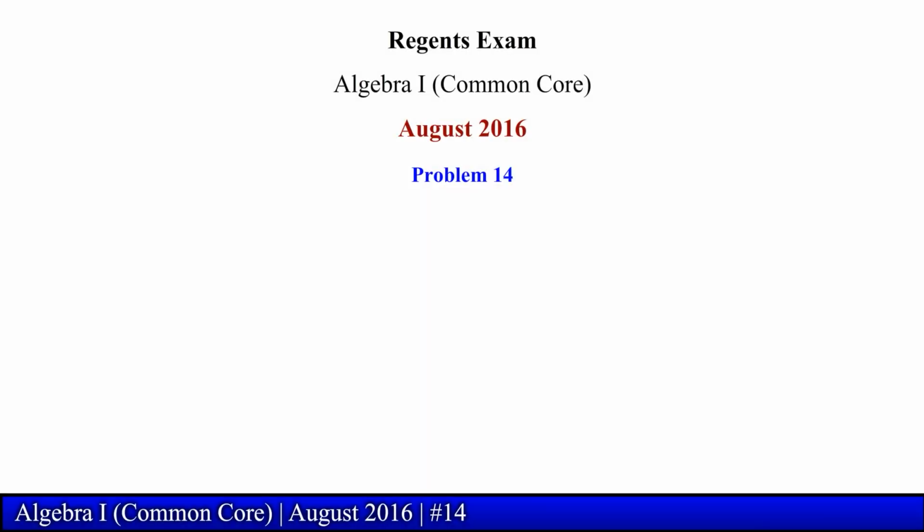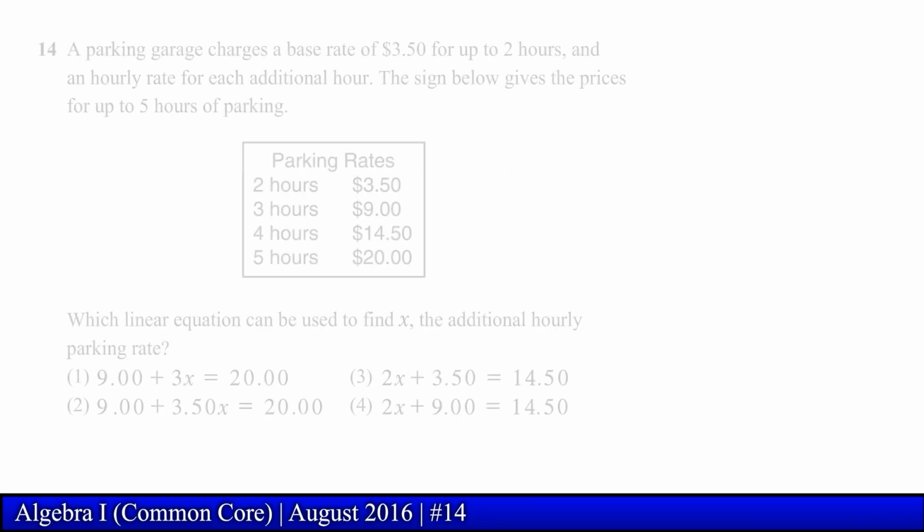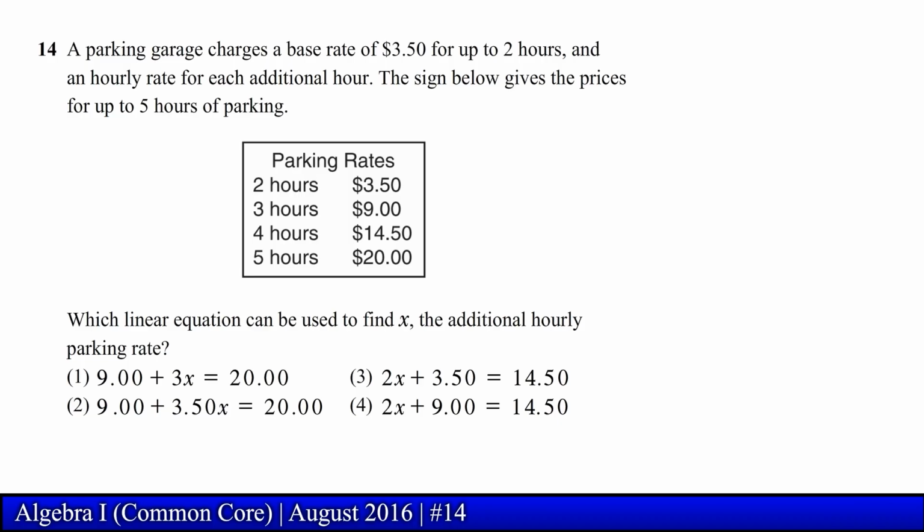Regents Exam, Algebra I, August 2016, Problem number 14. A parking garage charges a base rate of $3.50 for up to 2 hours, and an hourly rate for each additional hour. The sign below gives the prices for up to 5 hours of parking. Which linear equation can be used to find x, the additional hourly parking rate?